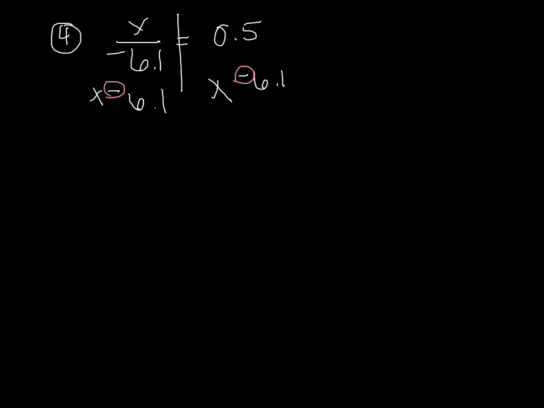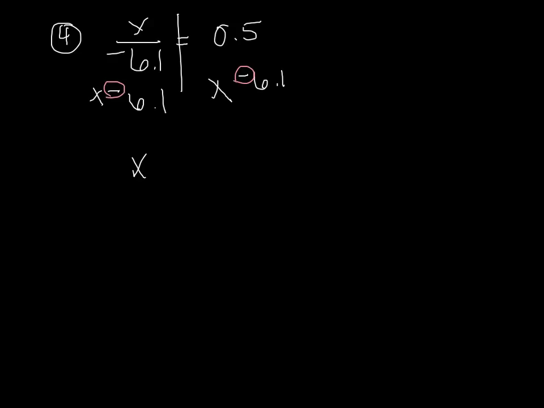All right, so for number 4, we are going to do x divided by negative 6 and 1/10 equals 5/10. So my first move is I need to remember that this is a barrier. I have to decide which side I'm going to do it on, and I know it's going to be the left side. So I need to times both sides by negative 6 and 1/10. Don't forget the negative sign. Again, do not forget that negative sign.